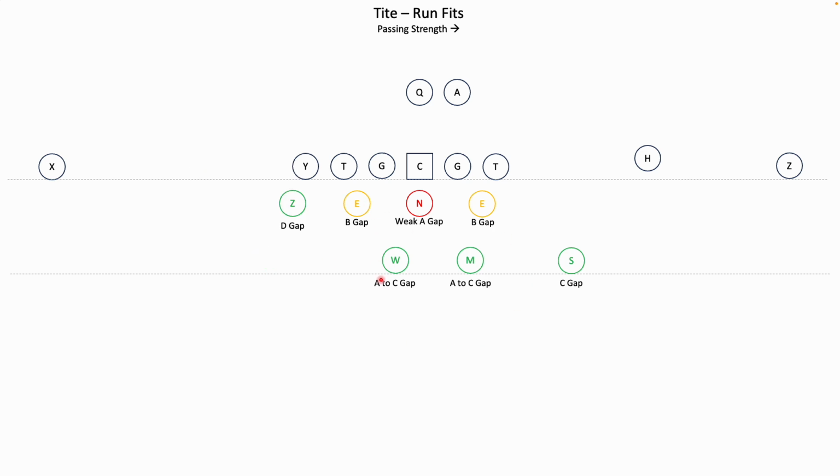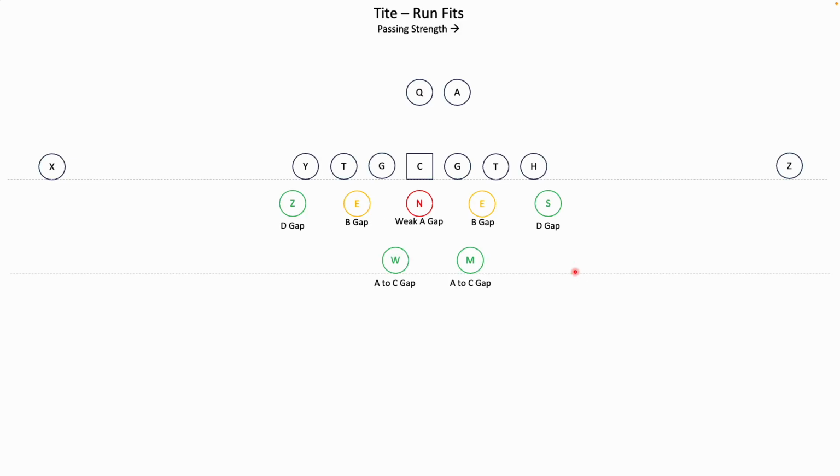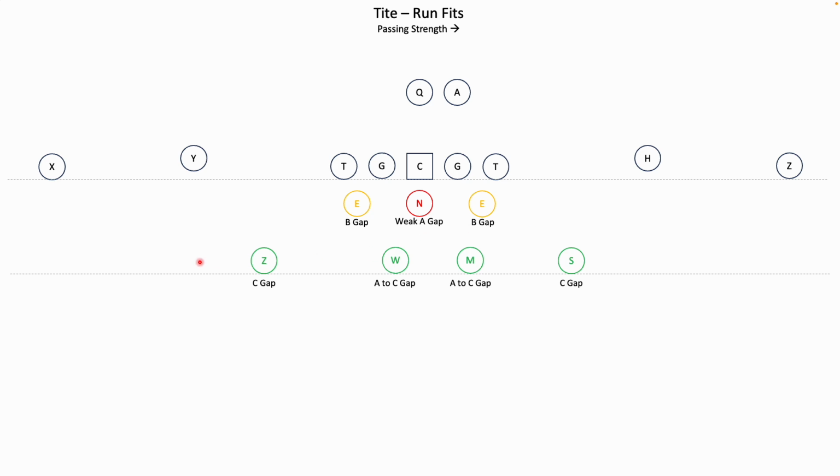So this is pretty simple. The key here is you really want to, number one, memorize your keys and then memorize your run fits. For the Zeke, the end, the nose, and the Sam, your run fits are pretty easy. For the Mike and the Will, because you're two gap, we're going to have to work with you this year on teaching you that. But just memorize these and we will go from there.